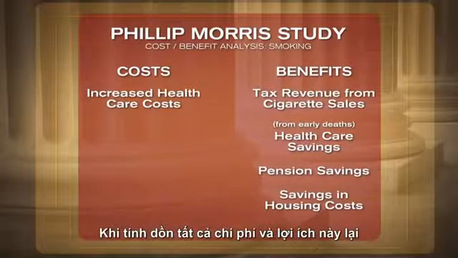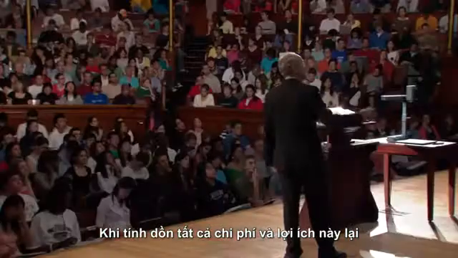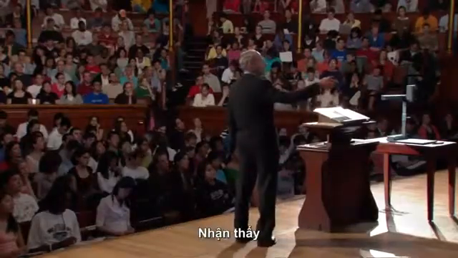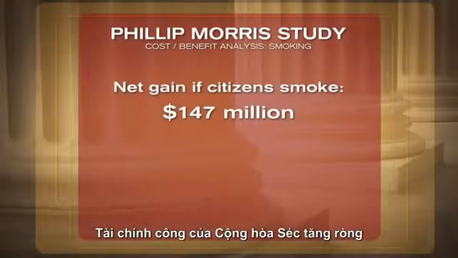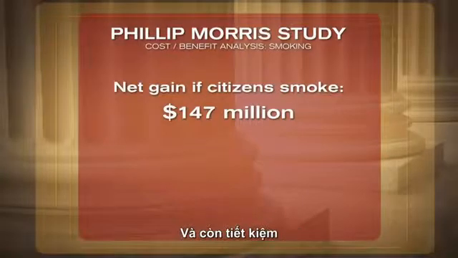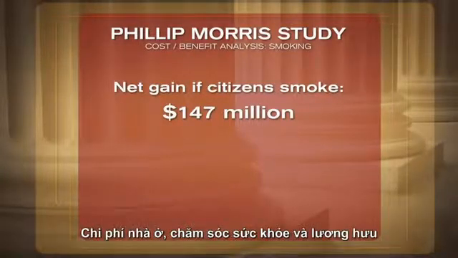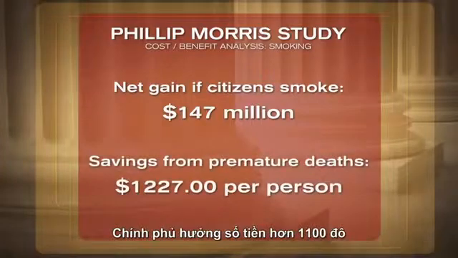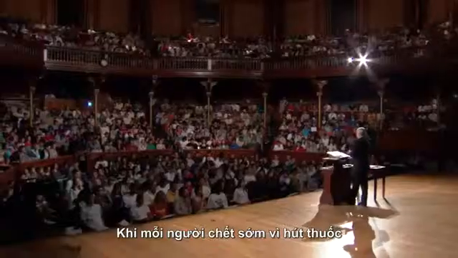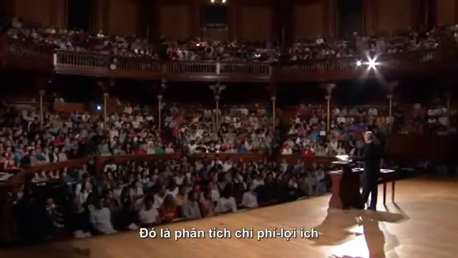And when all of the costs and benefits were added up, the Philip Morris study found that there is a net public finance gain in the Czech Republic of $147 million. And given the savings in housing and healthcare and pension costs, the government enjoys a savings of over $1,200 for each person who dies prematurely due to smoking. Cost-benefit analysis.